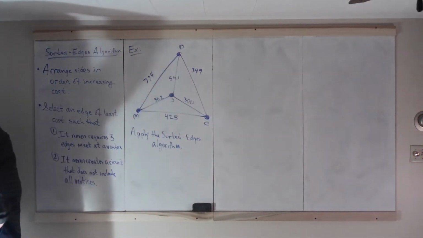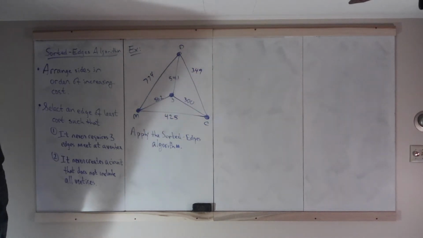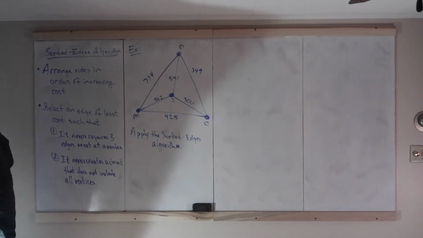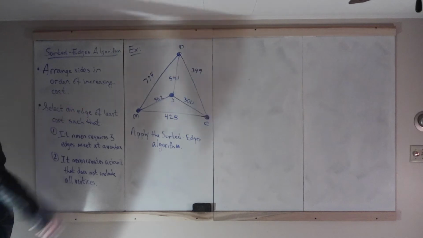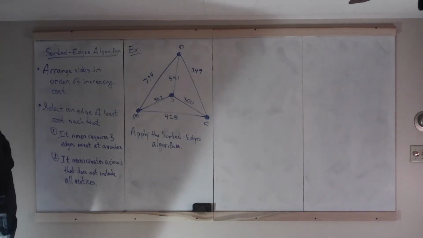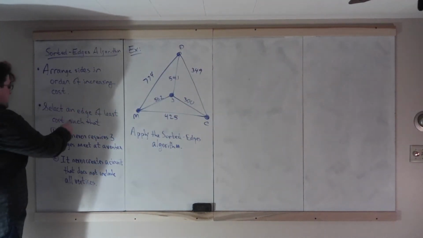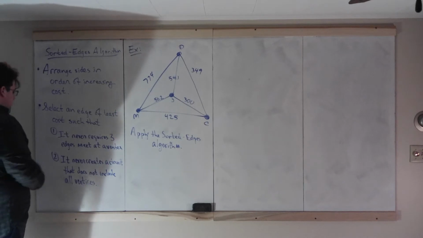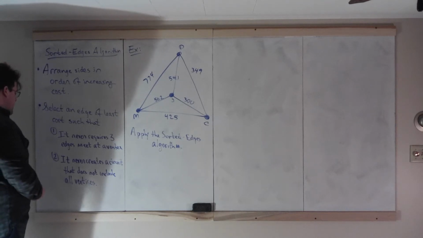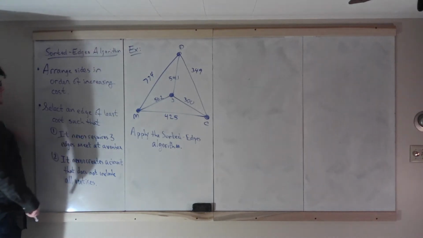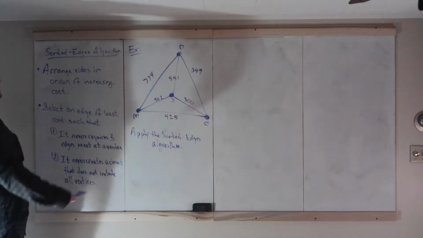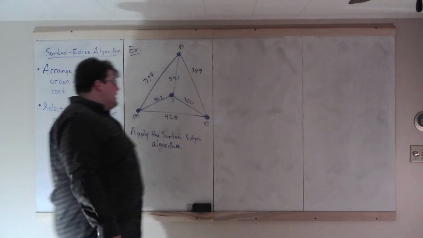So, sorted edges algorithm. First, arrange the sides in order of increasing cost. So just make a list of all the sides in order of increasing cost. Select an edge of least cost such that 1, it never requires 3 edges to meet at a vertex, and 2, it never creates a circuit that does not include all vertices. You're done when you can no longer do this. Or you can also say you're done when you've created a Hamiltonian circuit.